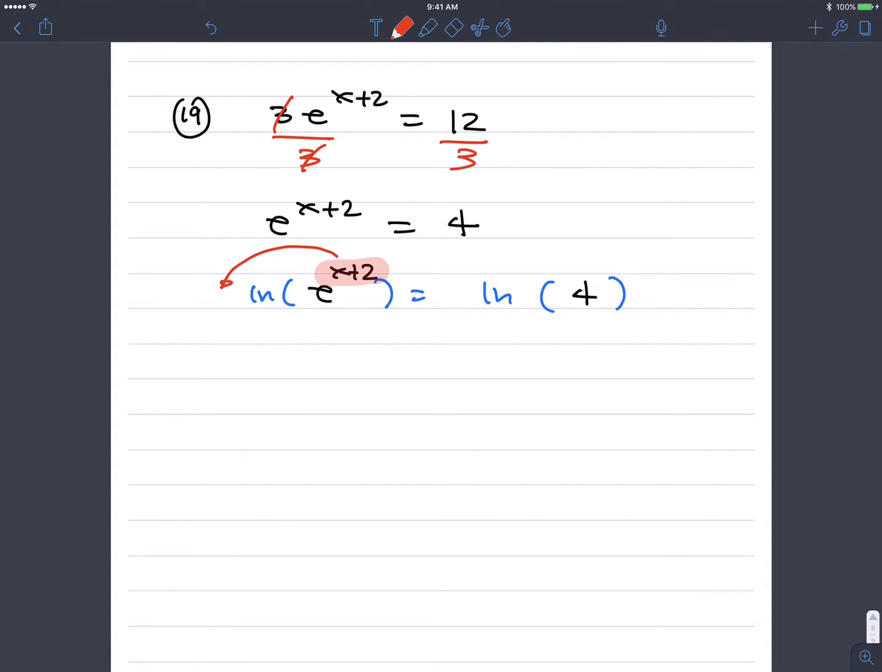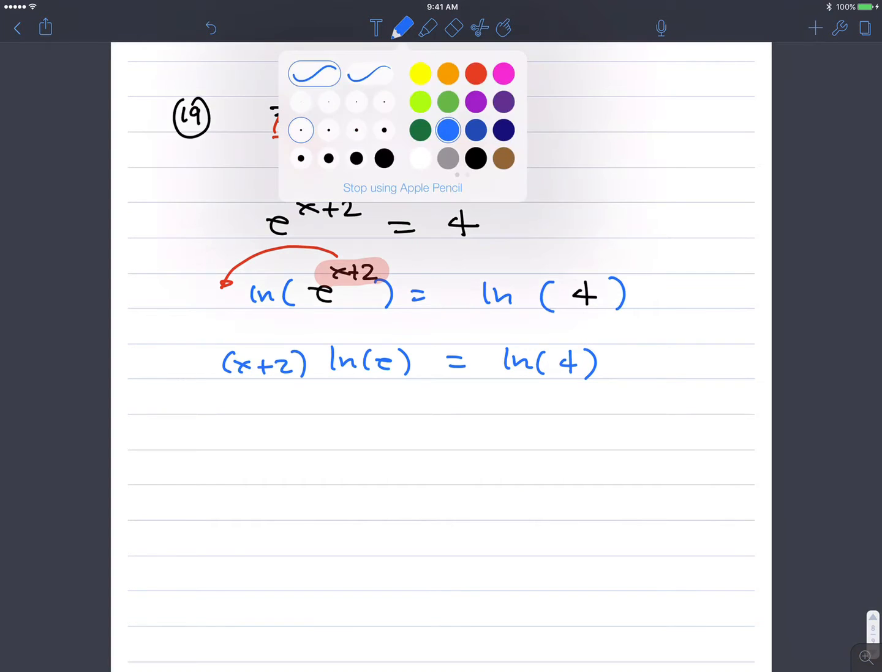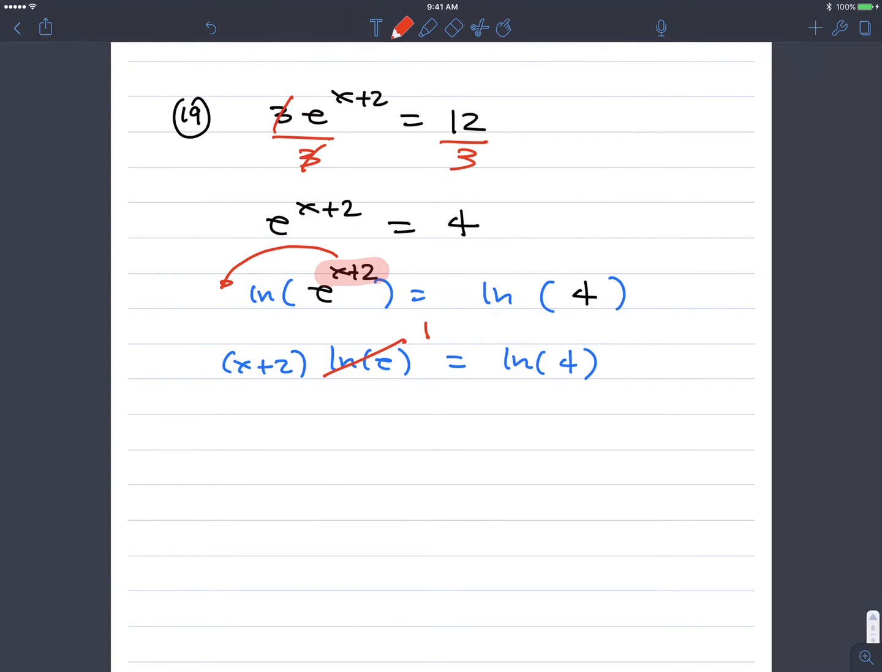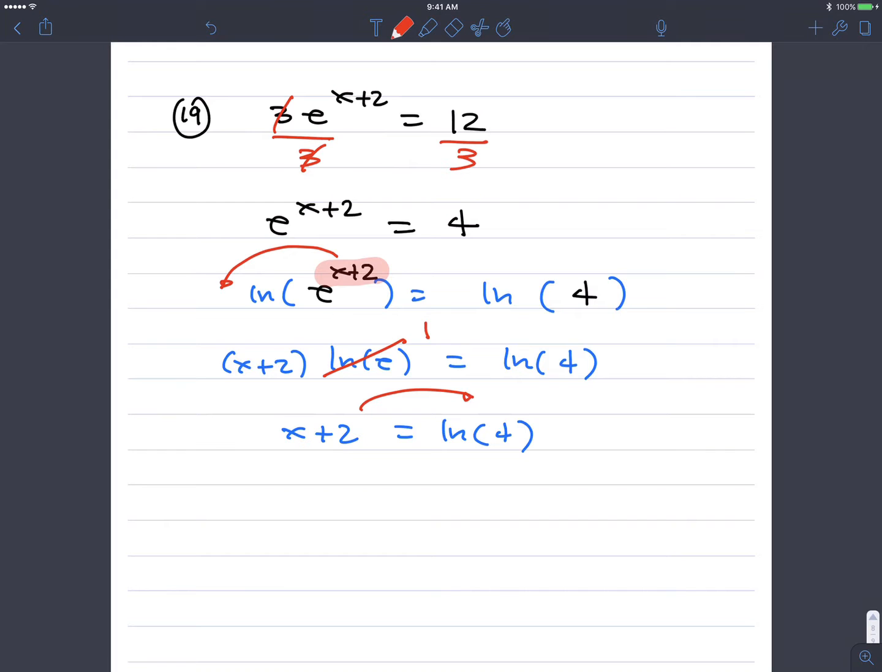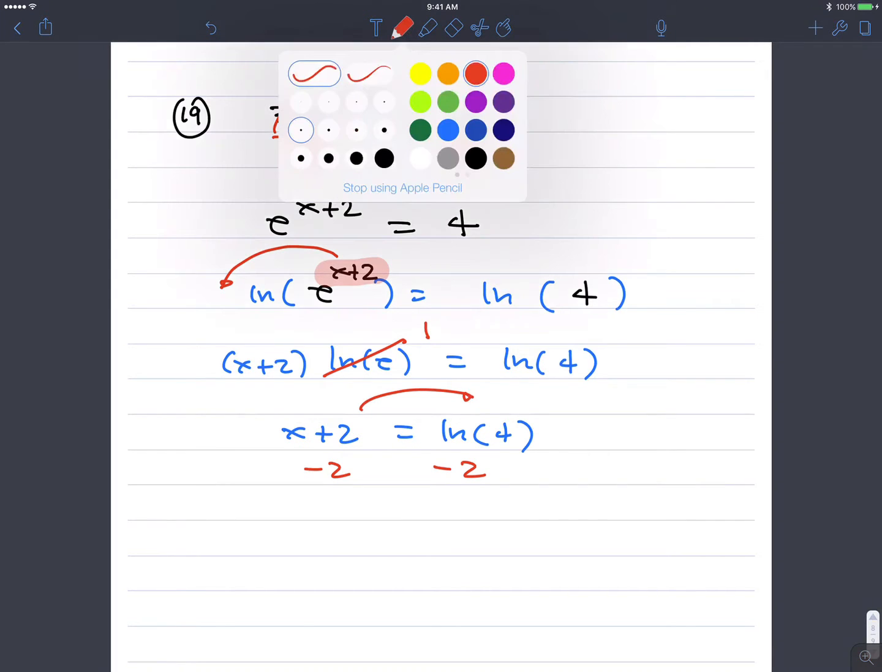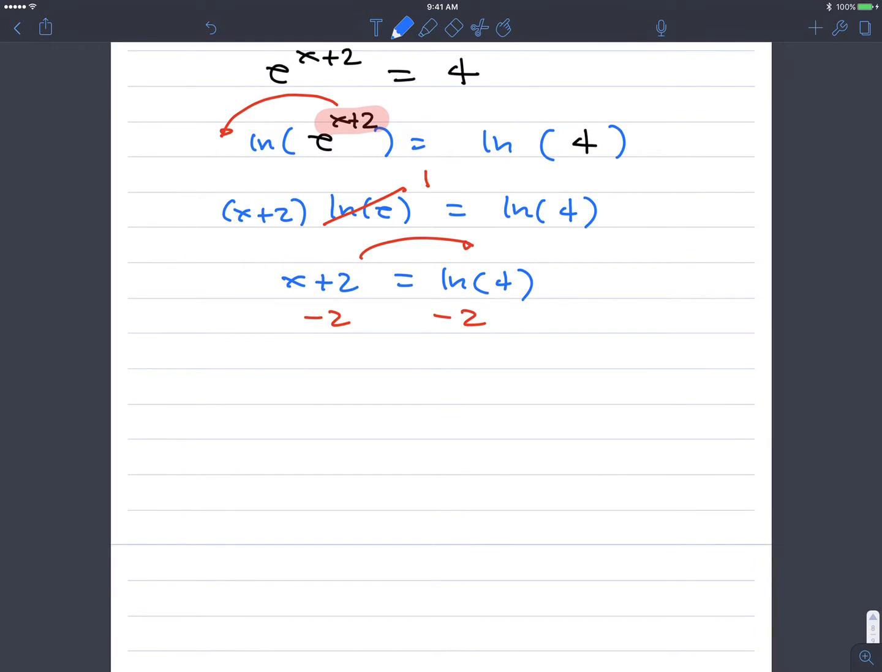I could pull that power out. You're going to have here x plus 2 natural log e is natural log of 4. Natural log e is 1. So you get x plus 2 is the natural log of 4. We can solve for x by translating the 2, or subtract 2 from both sides, and you're going to end up with x being the natural log of 4 minus 2.